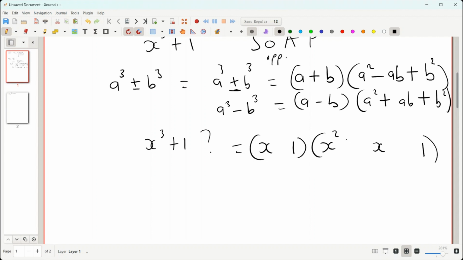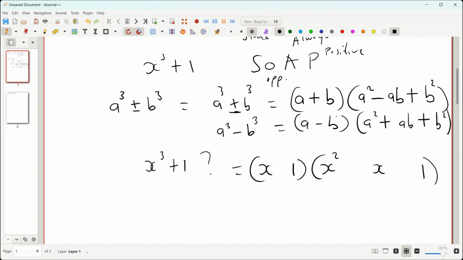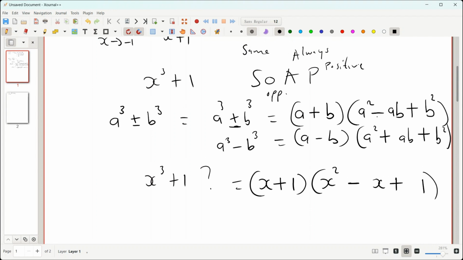So when it comes to signs, we use our SOAP. The first one is the same. Since we have a positive here, it means we'll also have a positive here for our sign. And then the second one is opposite, so the sign here has to be opposite. Since we had a positive, it has to be minus. And then the last one is always positive. So that's how we can factorize this expression here.